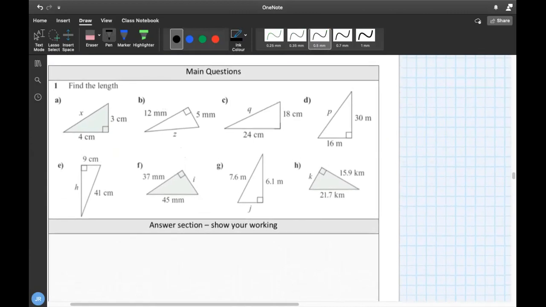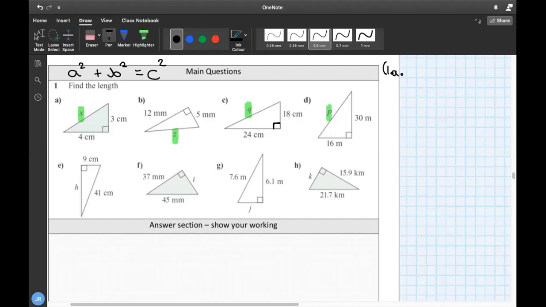So let's have a look at questions 1A to D. You'll notice that in all of these questions, we're trying to find the side that's opposite the right angle, the hypotenuse, the longest side. So in all of these, if we've got a squared plus b squared equals c squared, in questions 1A, B, C, and D, we're trying to find that c squared. Let's have a go at the first one, number 1.